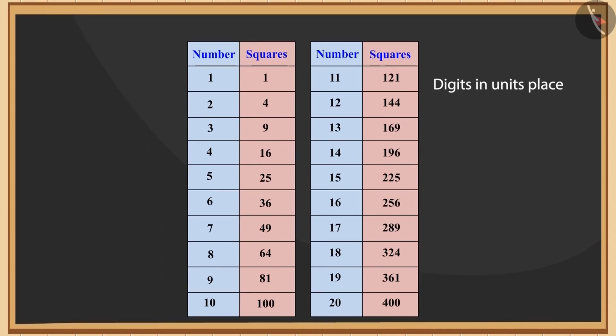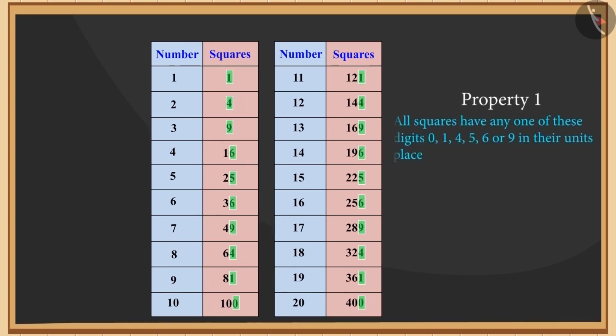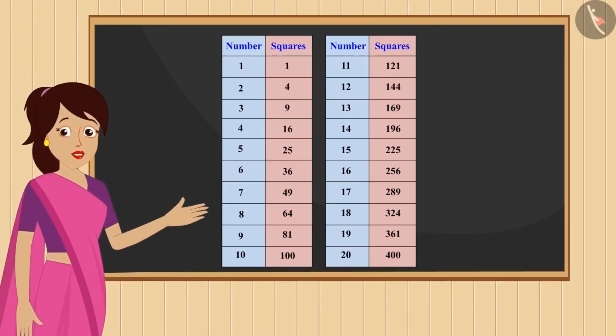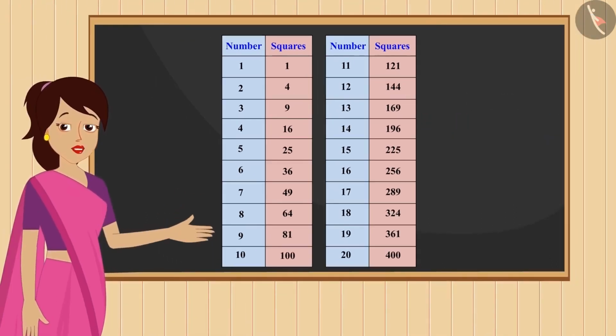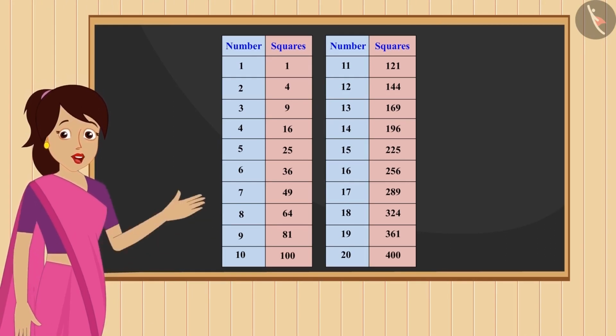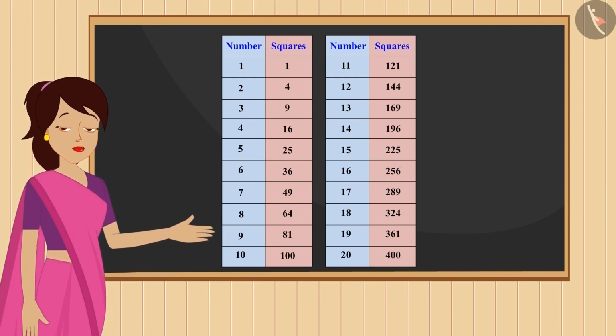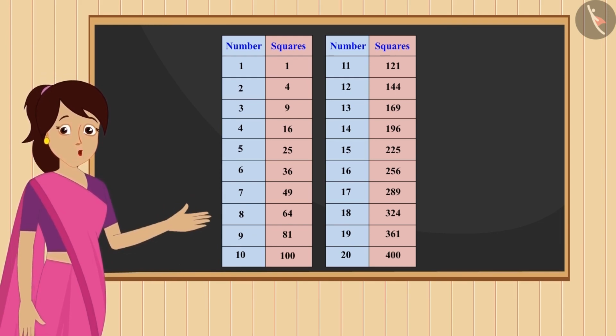Notice the digits in the units place of these squares. Yes, you will see that the squares have any one of these digits 0, 1, 4, 5, 6 or 9 in their units place. Now you may wonder whether this is valid for all perfect squares. Yes, it is valid for all perfect squares. If you wish, you can pause the video here and check other squares as well.